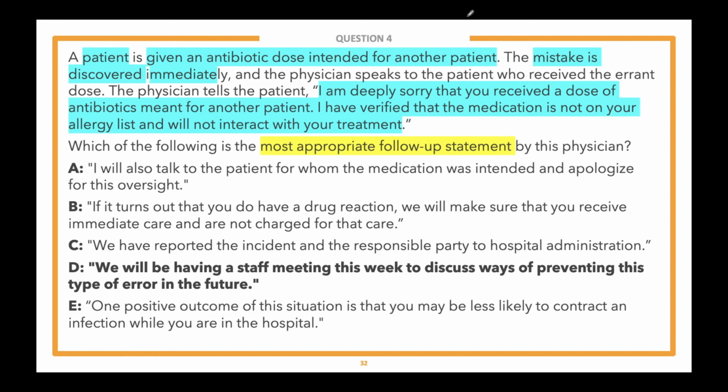Okay. The physician should next explain what the staff at the hospital will do to prevent this mistake from happening in the future. Okay. Giving medication to the wrong patient, even if no harm is done, is a serious matter. And so the response should focus on preventing harm in the future. Okay. So let's take a look at the next slide.